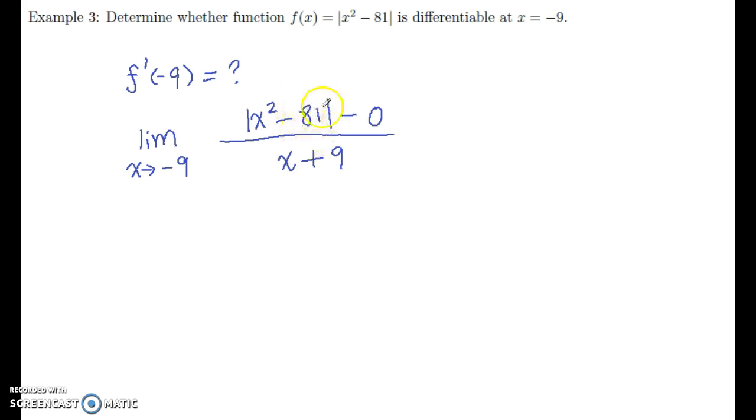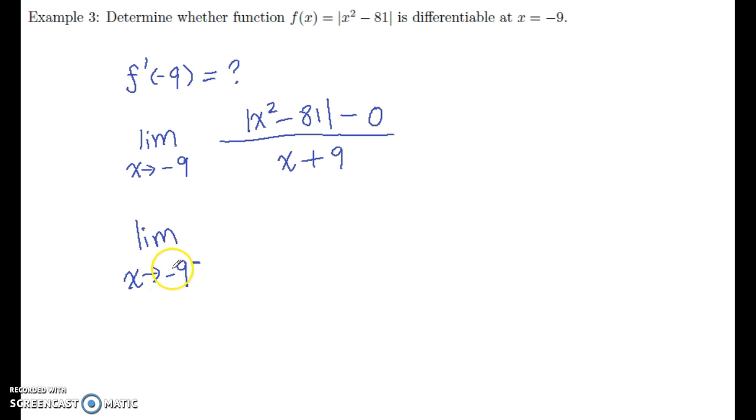Now, because on the top is the absolute value, and in the bottom is x + 9, if you do direct substitution, you get −9 + 9, which is 0. So we have to do something else. We might be able to factor, but we're dealing with the absolute value, so it's always a good idea to find out the left-sided and the right-sided limit.